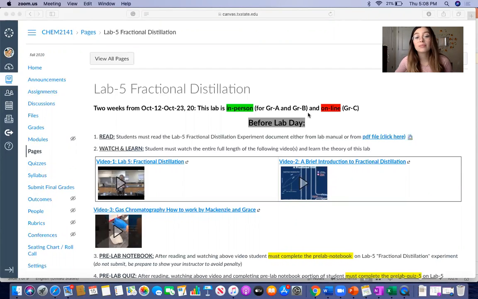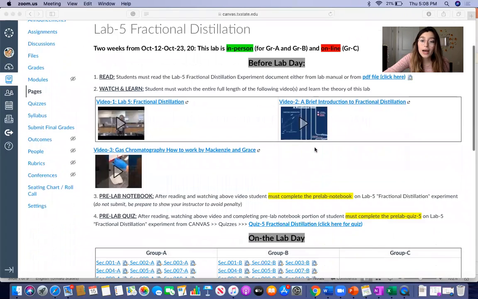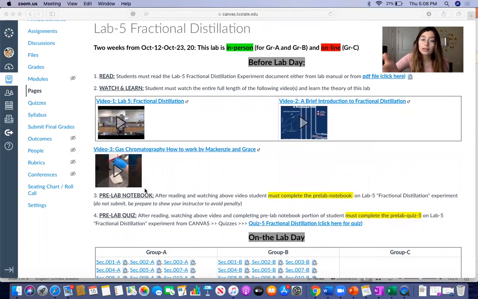This is an in-person lab, so groups A and B, make sure you bring your pre-lab notebook to lab. Also, I wanted to add that gas chromatography in past semesters was not done with this lab. Basically, at the end of fractional distillation, you would save 3 fractions, and then you would test them the following lab in gas chromatography. But since COVID, we want you guys to get a little bit of experience with the GC, so we included the GC for this lab as well. So keep in mind you have to do your fractional distillation, and at the very end, gas chromatography analysis.